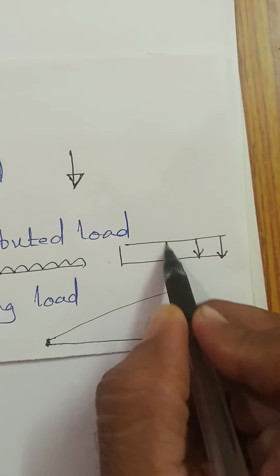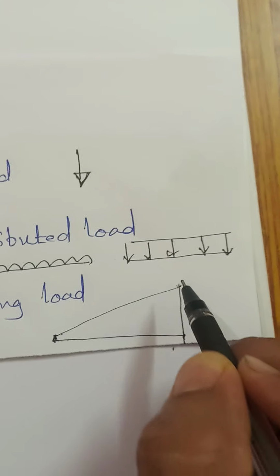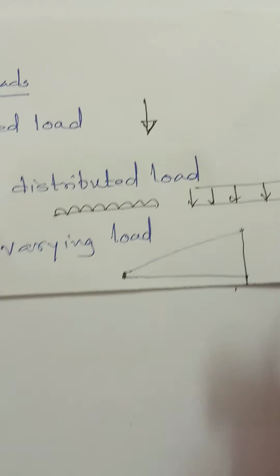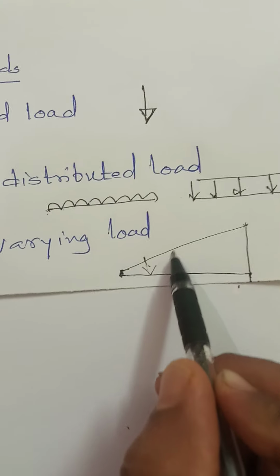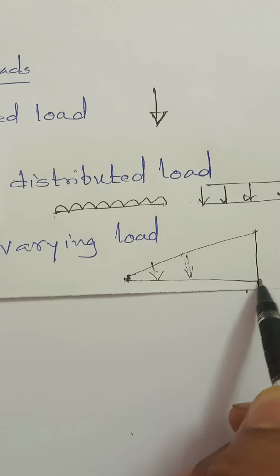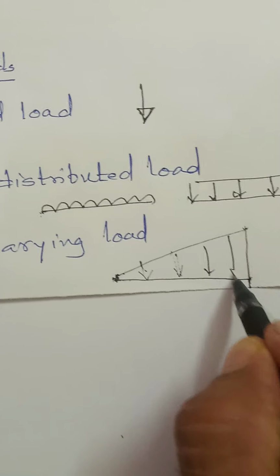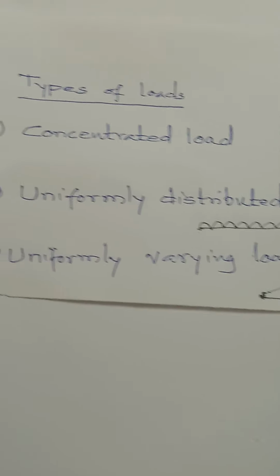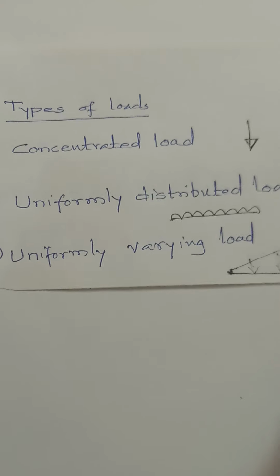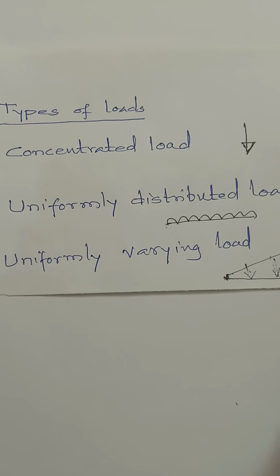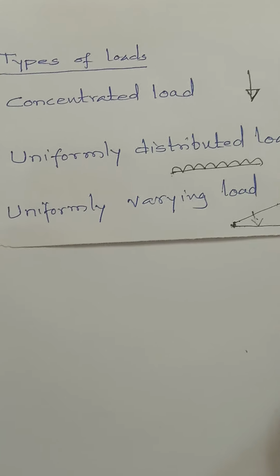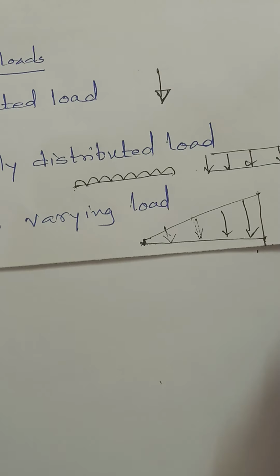So here it is, the loading on each and every point on the beam is constant, or for this particular section is constant, whereas in uniformly varying load the intensity of load at this point is 0. Here it is maximum. So here we can show like this. So this is nothing but uniformly varying load. So in a nutshell, what you can say, there are three different types of loads. One is concentrated load, one is uniformly distributed load or rectangular load, the next is uniformly varying load, also called as triangular load.